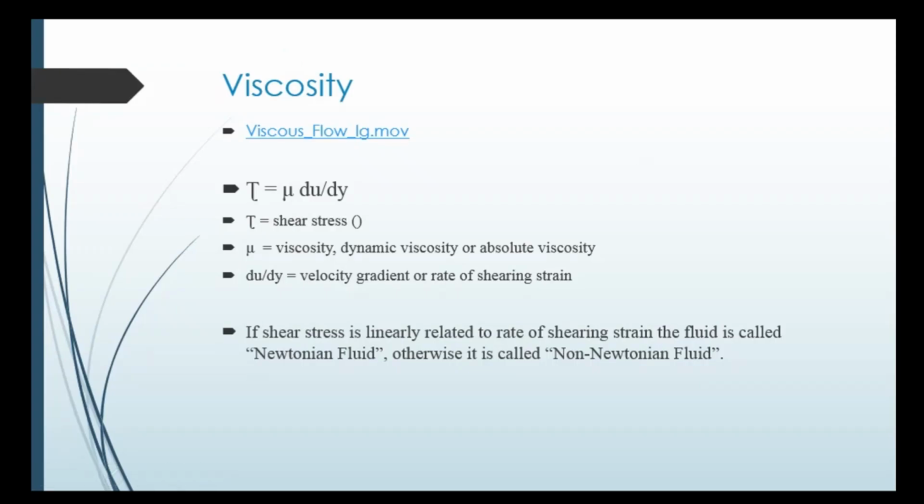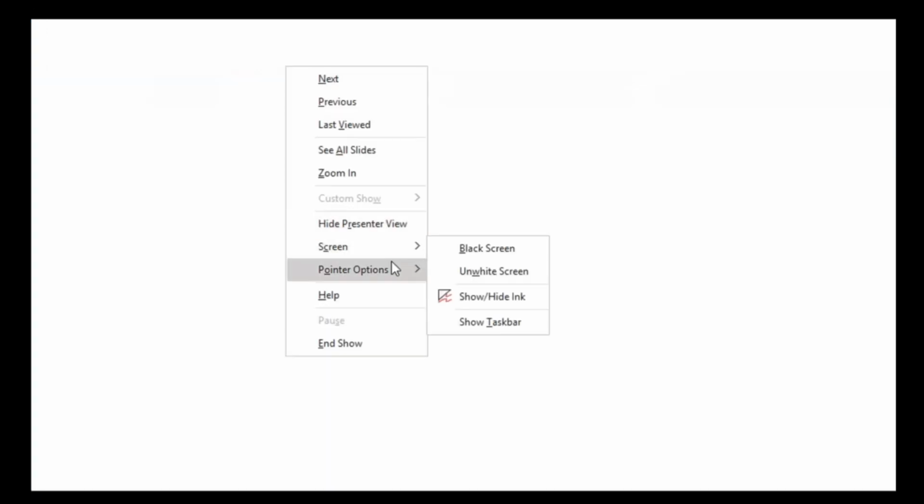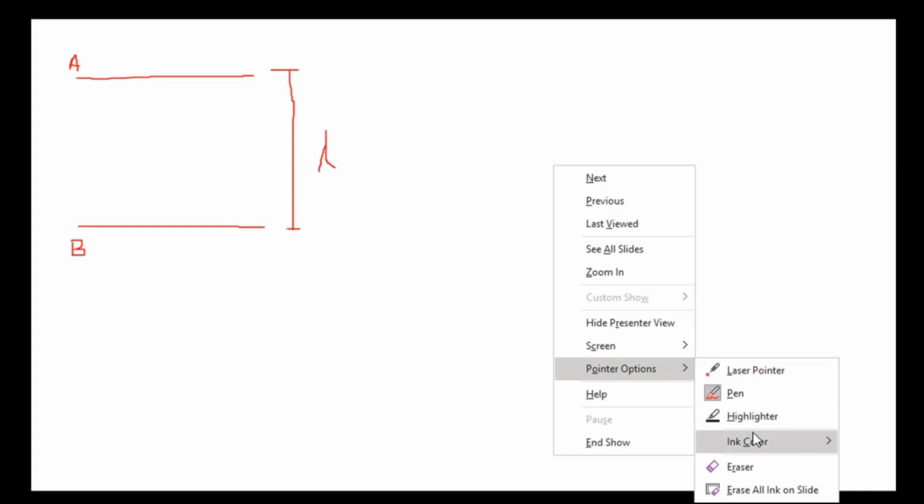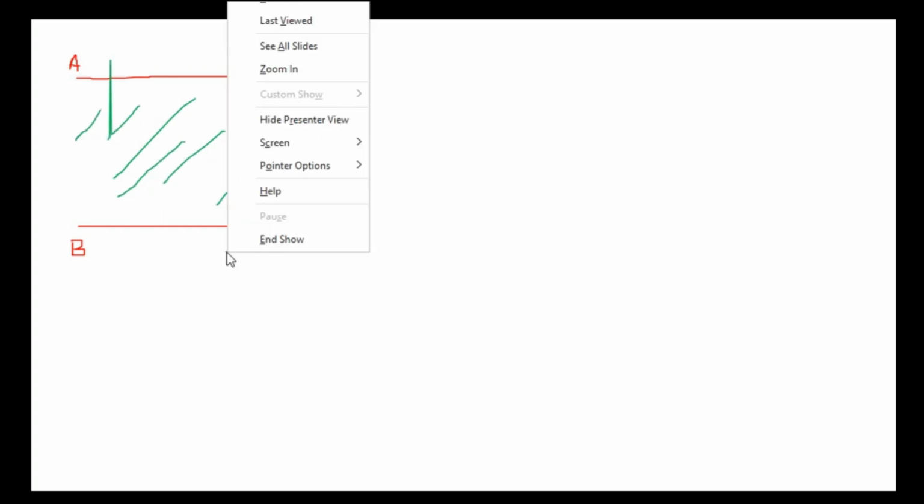Viscosity is resistance to flow. Now, okay, we'll start with two plates A and B. This is plate A, this is plate B. The distance between them is L, okay, and the two plates are connected with fluid. There is fluid in between these two plates. I just show it with some other color, maybe blue or green. The plate is filled with fluid.